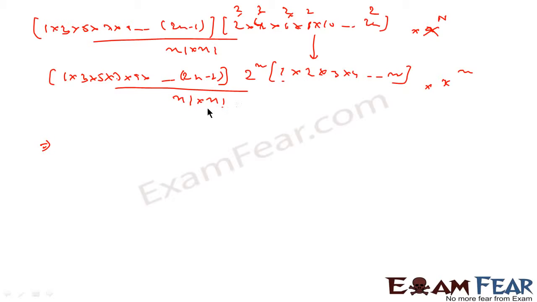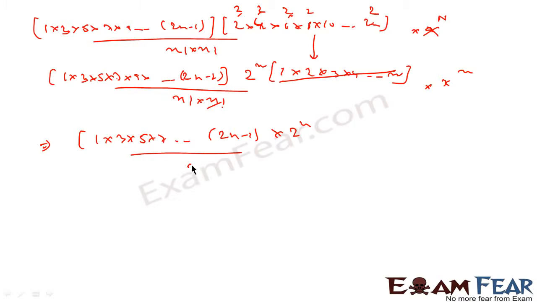Now we observe that 1 into 2 into 3 till n is equal to n factorial. So we will cancel this. So what we have got here is 1 into 3 into 5 into 7 till 2 to the power n minus 1 into 2 to the power n divided by n factorial into x to the power n. And that was our question.